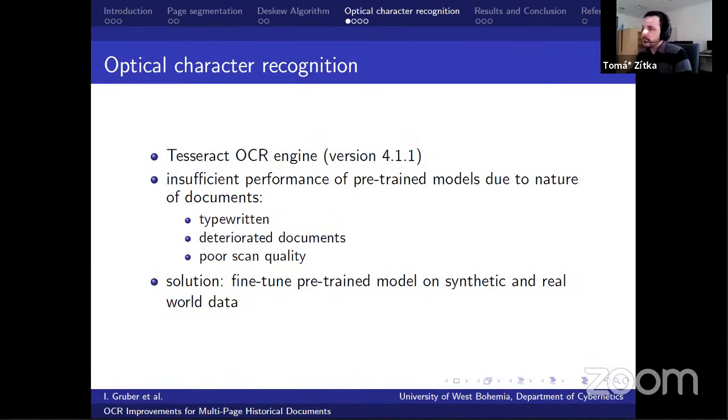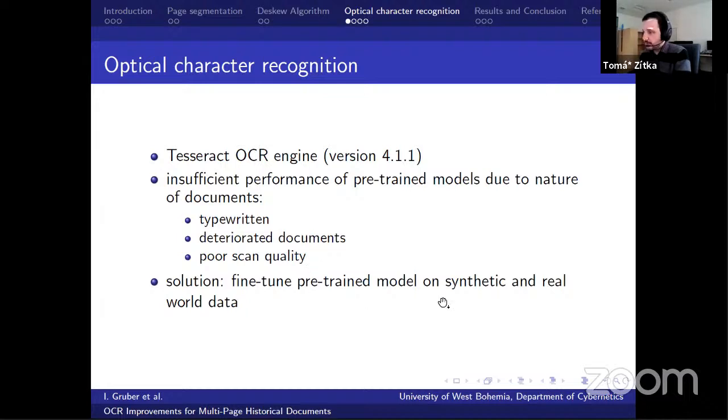For optical character recognition, we use Tesseract engine version 4.1.1. However, the base model available online has insufficient performance, mainly due to the fact that our documents are mainly typewritten, whereas the Tesseract engine is trained on typeset documents. But our documents are also deteriorated with various paper defects, and also the scans are often of poor quality. So to improve our OCR performance, we decided to fine-tune Tesseract engine.